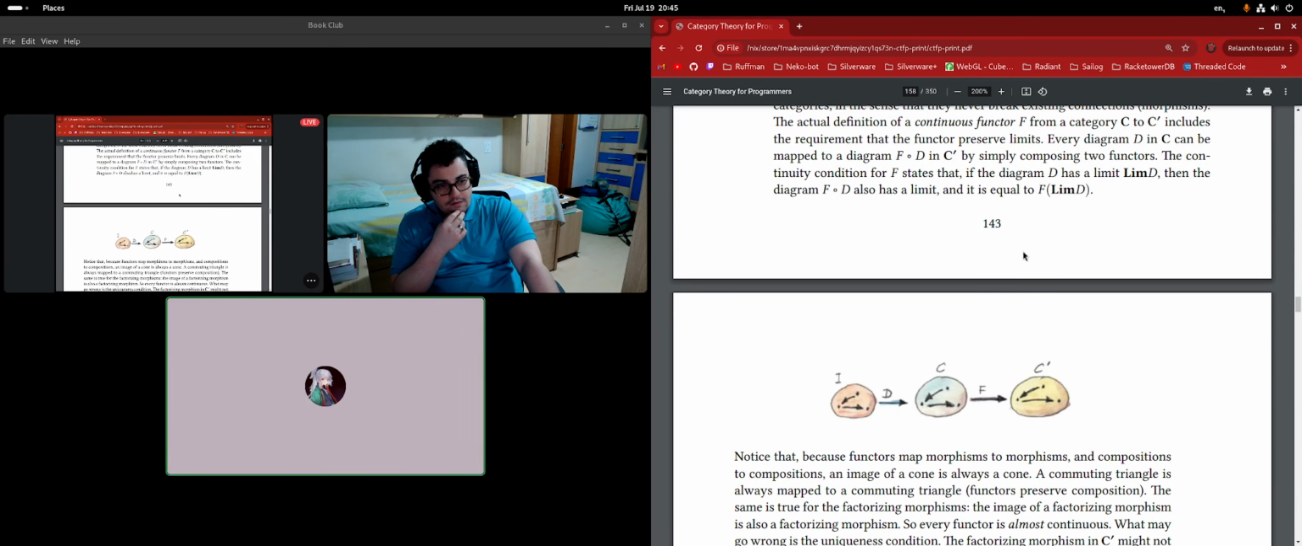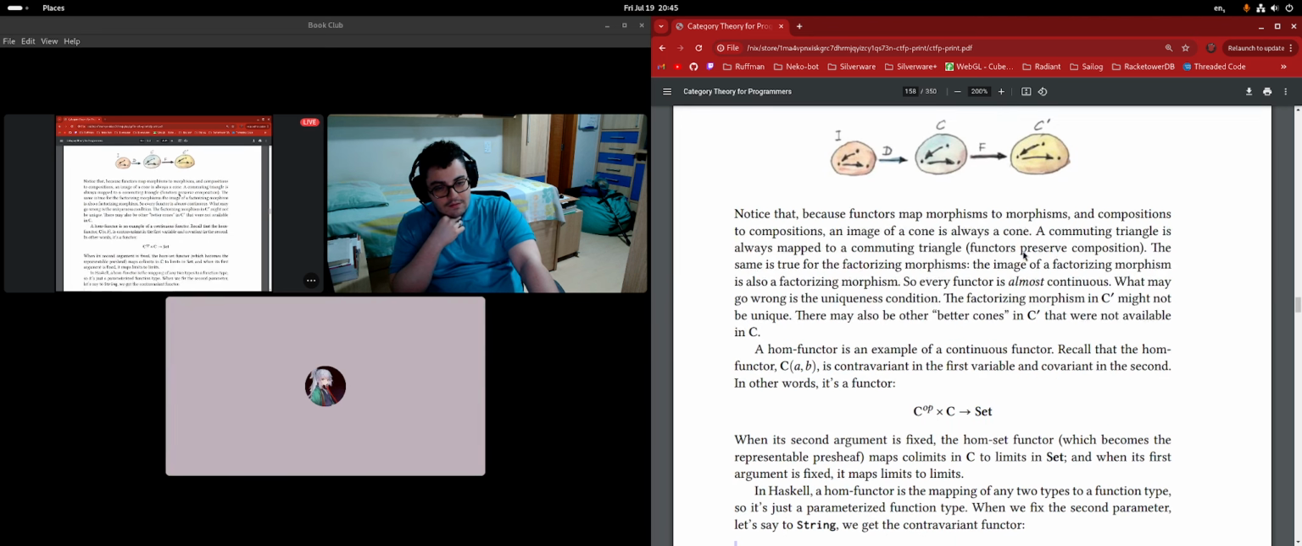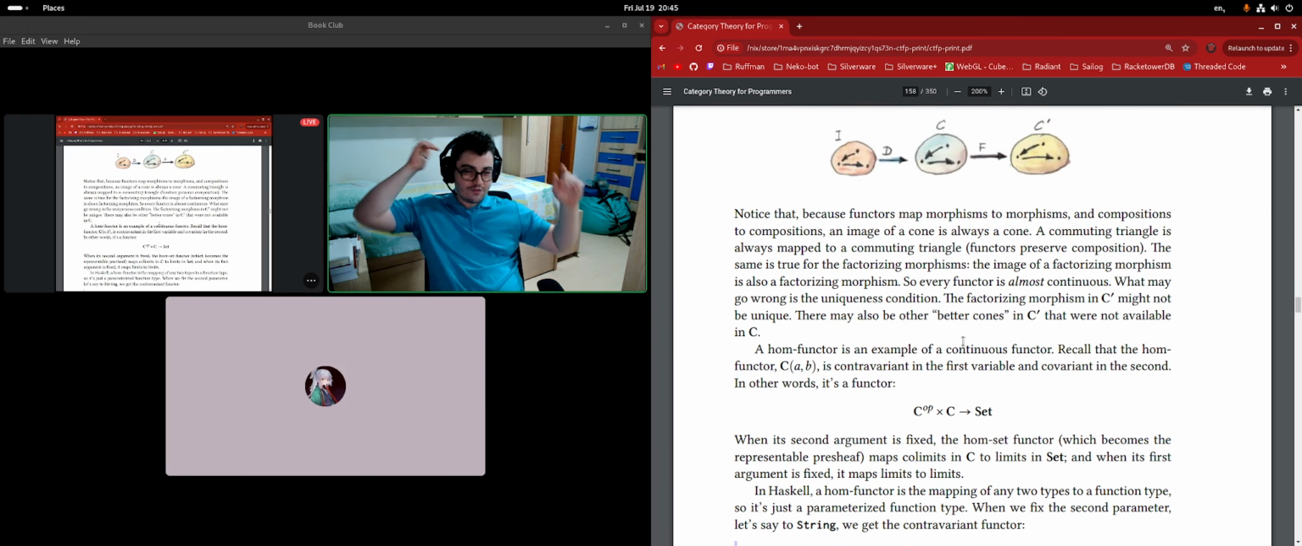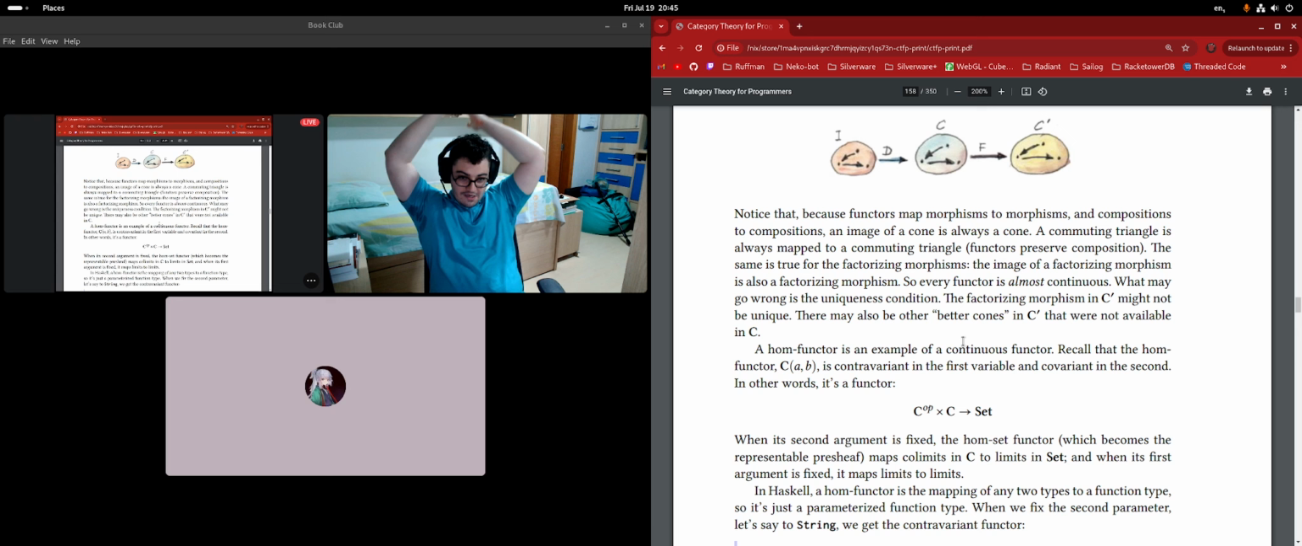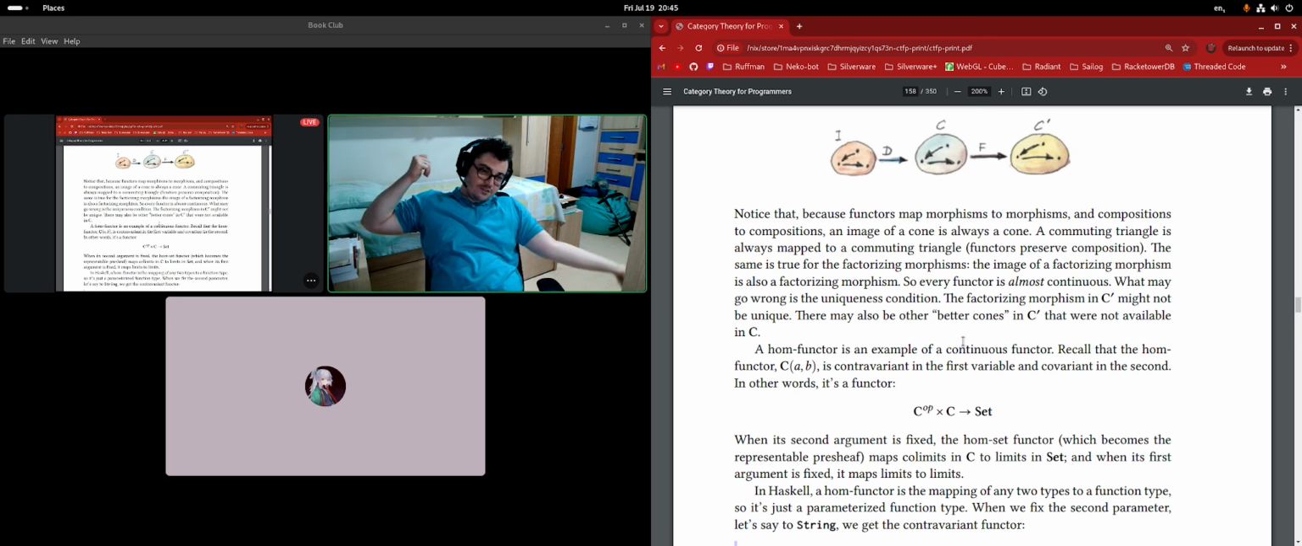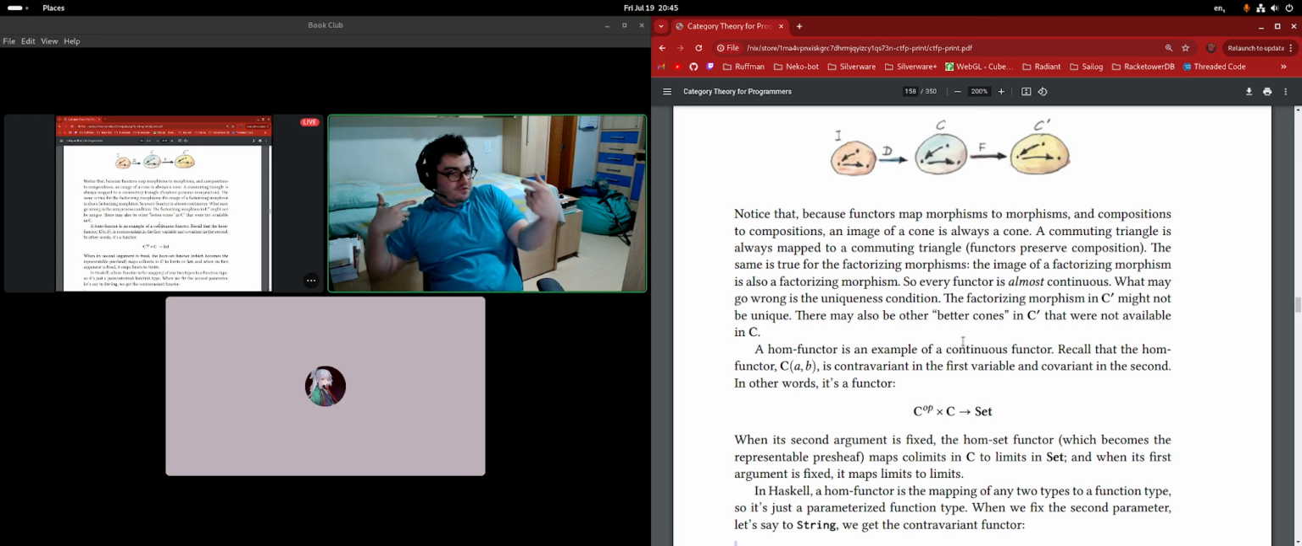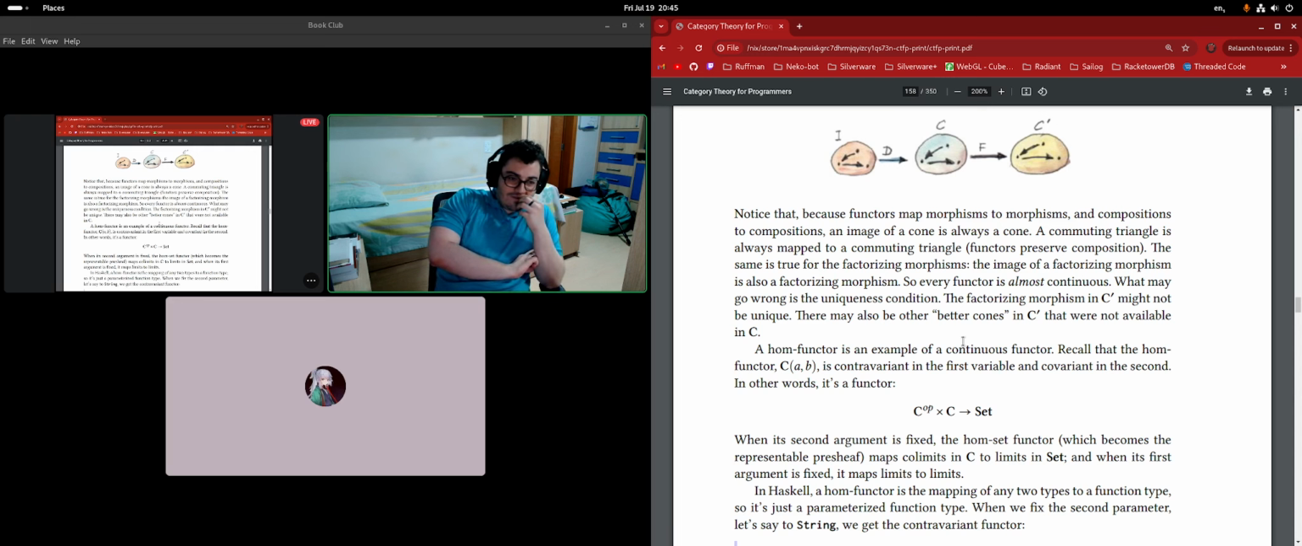Notice that because functors map morphisms to morphisms and compositions to compositions, an image of a cone is always a cone. That's actually kind of interesting. A commuting triangle is always mapped to a commuting triangle. Functors preserve composition, obviously. The same is true for factorizing morphisms. The image of a factorizing morphism is also a factorizing morphism. So every functor is almost continuous. What may go wrong is the uniqueness condition. The factorizing morphism in C prime might not be unique.